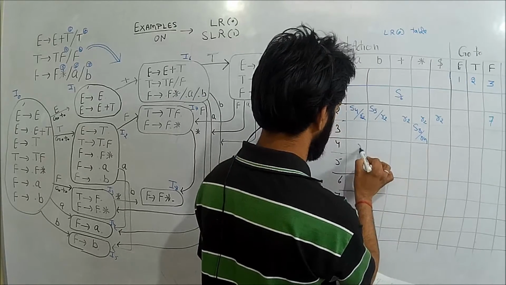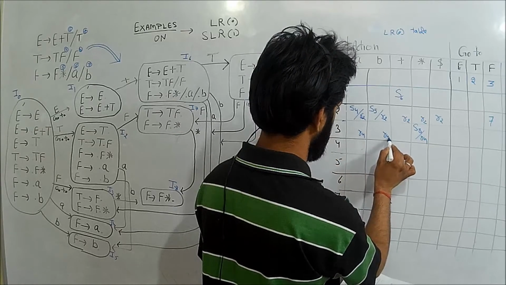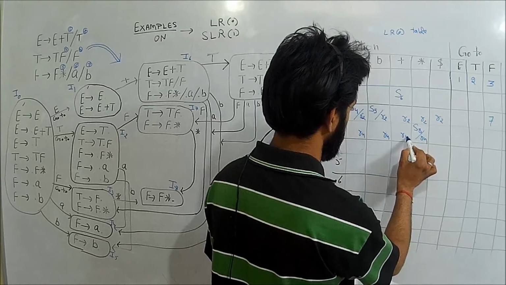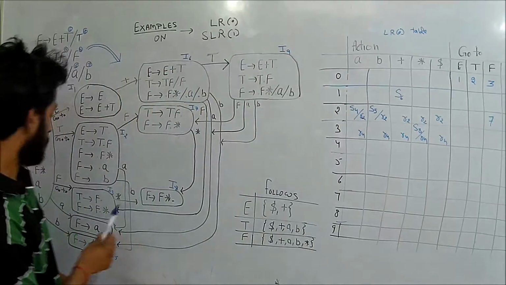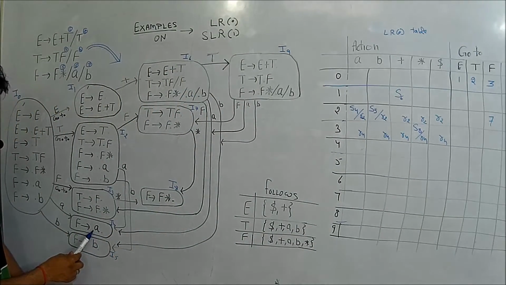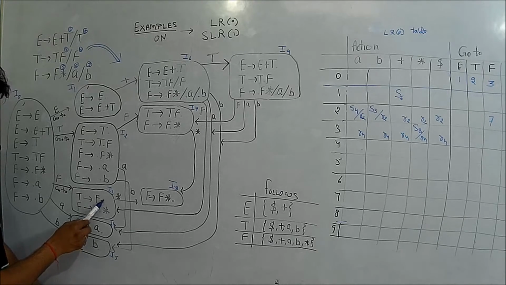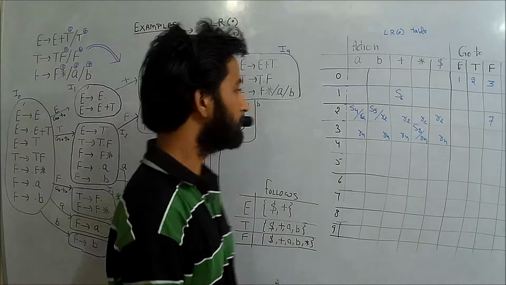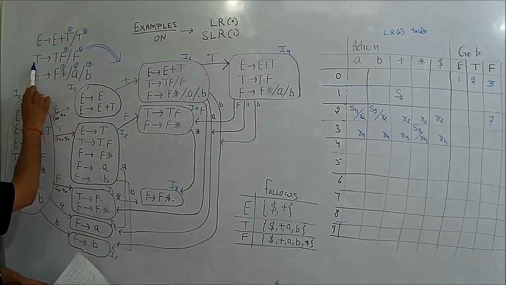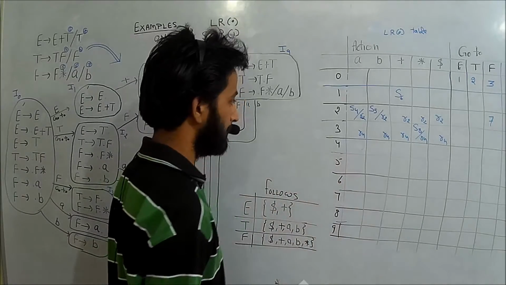And same for R4, R4, R4, R4, R4. R4 is because this one is the final item. T derives F dot is at the last position. So I am applying the reduce move for the fourth, and the fourth is T derives F. So we can reduce F to T. That's why I am writing here.